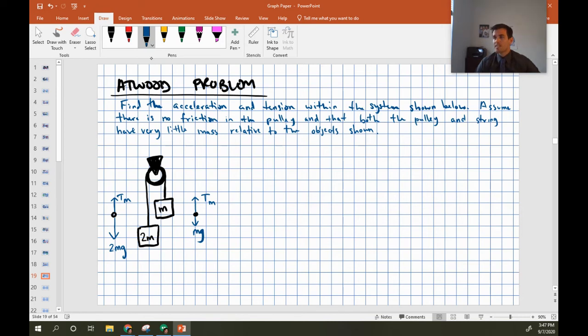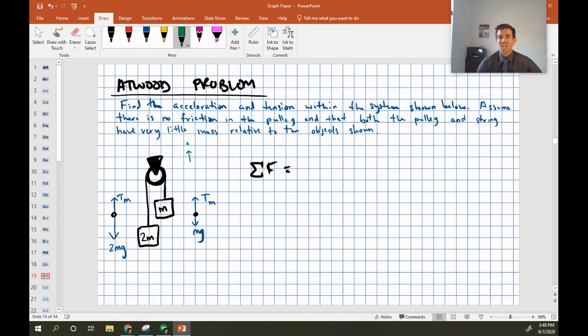And I'm going to try and set up some of our forces equations. But the minute that I start trying to do that, I'm going to run into an issue. The issue I'm going to run into is if I try to say up is positive and down is negative, then I'm going to say 2mg and mg are both pulling the same direction. But they're really not in this system. This is really a system where we have a tug of war between the 2mg and the mg.